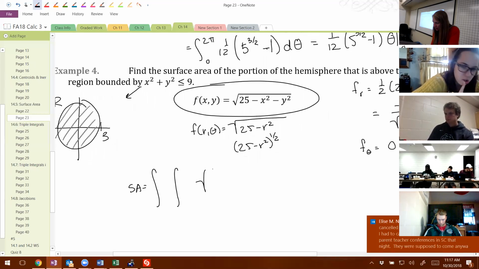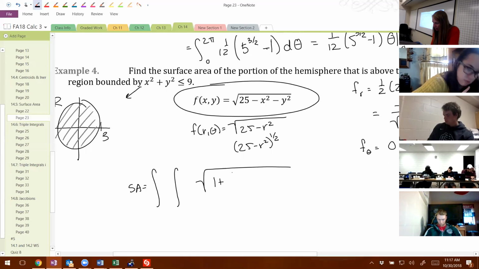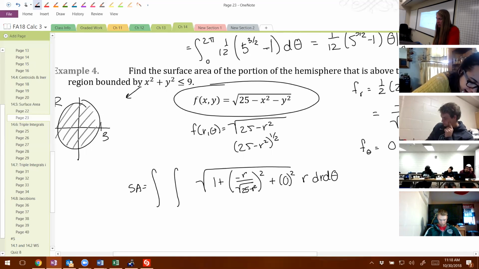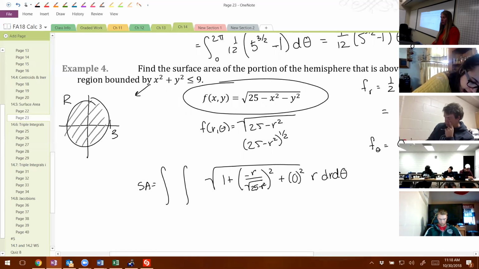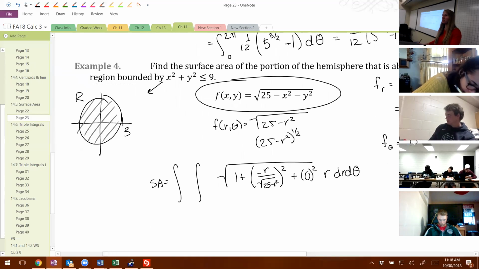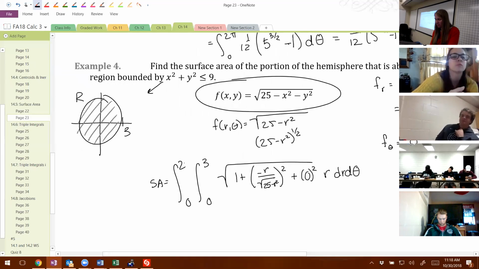Our integrand is going to be 1 plus the partial with respect to r squared, plus the partial with respect to theta squared, and then times r, since we're converting. Limits of integration for r, 0 to 5, and limits of integration for theta, 0 to 2 pi. Okay, and there's the setup.